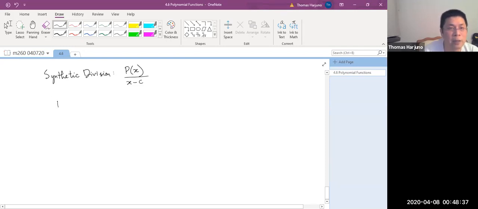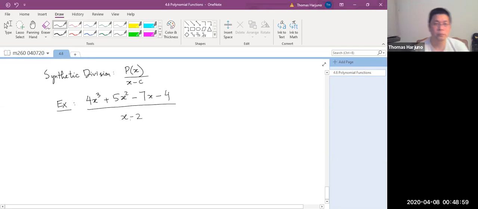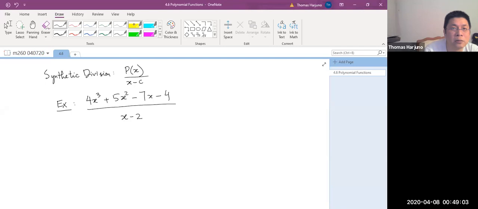Let's say, for example, if we have 4x cubed plus 5x squared minus 7x minus 4, all divided by x minus 2. So what is the c here? What is the c here?